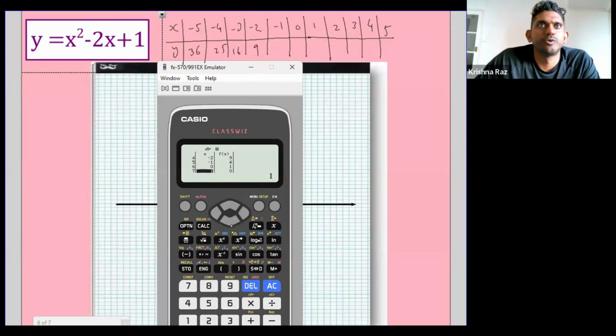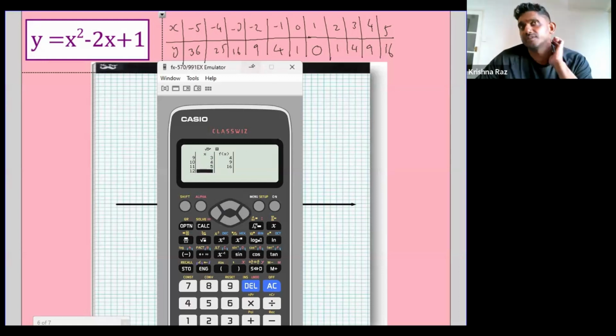So we've got 4, 1, 0. And then I've got 4 more values to get: 1, 4, 9, 16. So you can see I've just got those values from using the calculator. I'll get that out of the way, and then we just plot the graph.